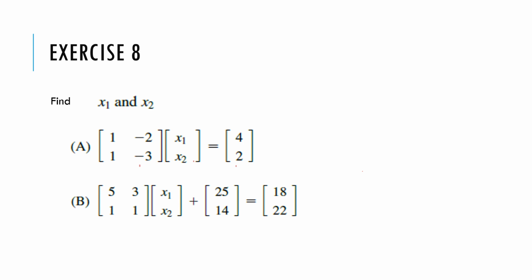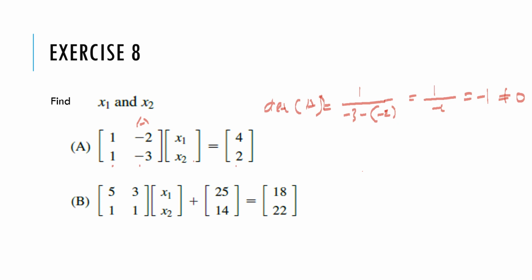So if this is matrix A, then here we have the determinant of matrix A equals 1 times negative 3, subtract negative 2 times 1, which is negative 2. Which equals 1 divided by negative 1, or equals negative 1. Now, since this is not equal to 0, it means matrix A is invertible.